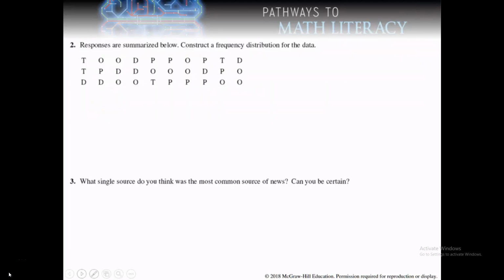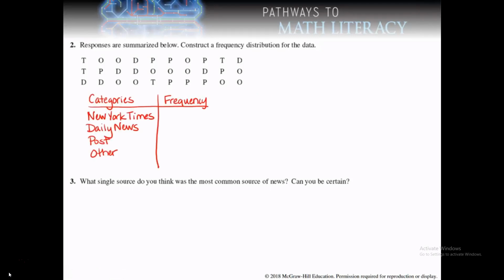In number 2, here are a list of their responses, and we're supposed to construct a frequency distribution. So first, we need to list all of the categories. So we have T's for the New York Times, D for daily news, P for post, and O for other. Now we need to go ahead and count how many gave each response.